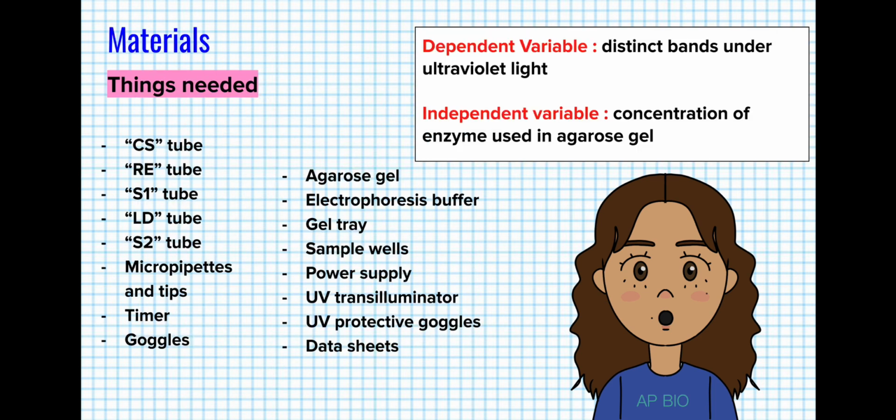Materials. Things needed for the experiment: 5 tubes labeled as CS, RE, S1, LD, and S2, micropipettes and tips, a timer, goggles, agarose gel, electrophoresis buffer, a gel tray, sample wells, a power supply, a UV transilluminator, UV protected goggles, and data sheets. The dependent variable in this lab is the distinct bands under the ultraviolet light. The independent variable is the concentration of enzyme used in agarose gel.